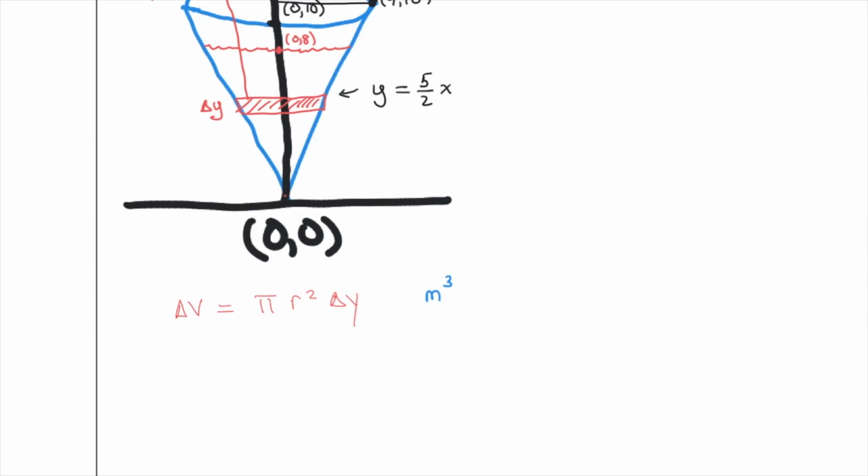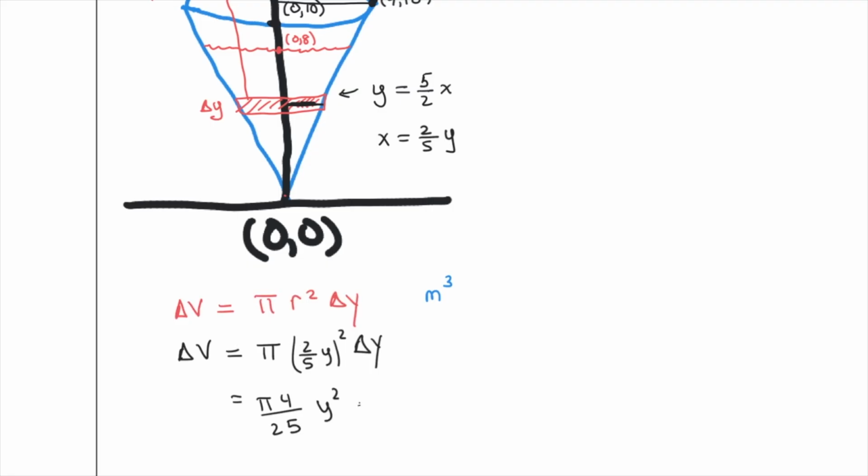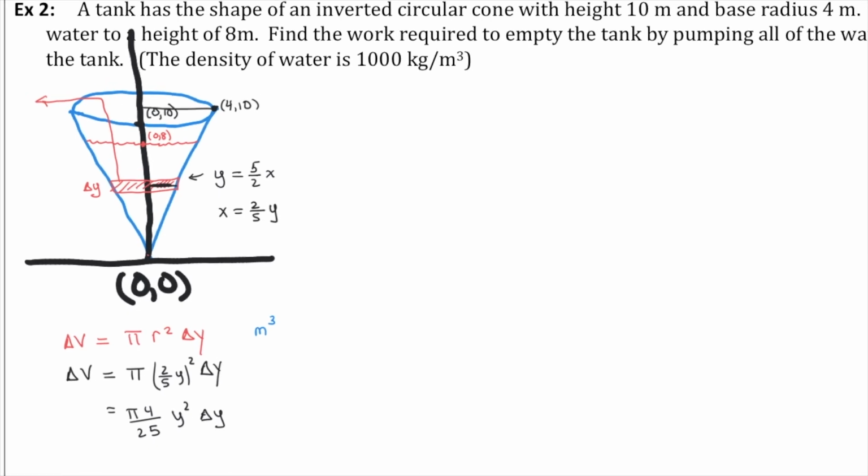Well, what is the radius of that circle? The radius is actually your x value. And if we solve for x, we know that x is equal to 2/5 y, and we can replace the radius in our problem as pi (2/5 y) quantity squared delta y. So one slice of volume is going to be equal to pi times 4 over 25 y squared delta y. All right, so we now have a slice of volume, which is going to end up helping us, I hope. So let's go back to what we're looking for.